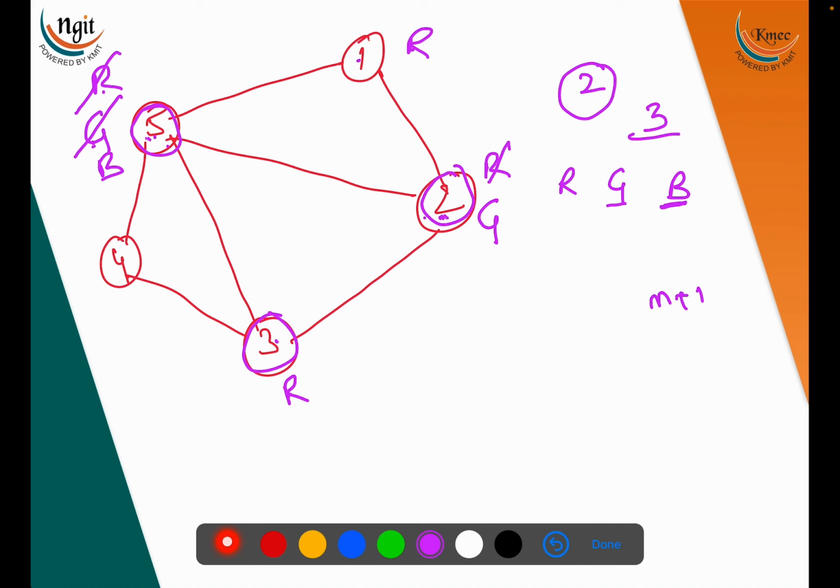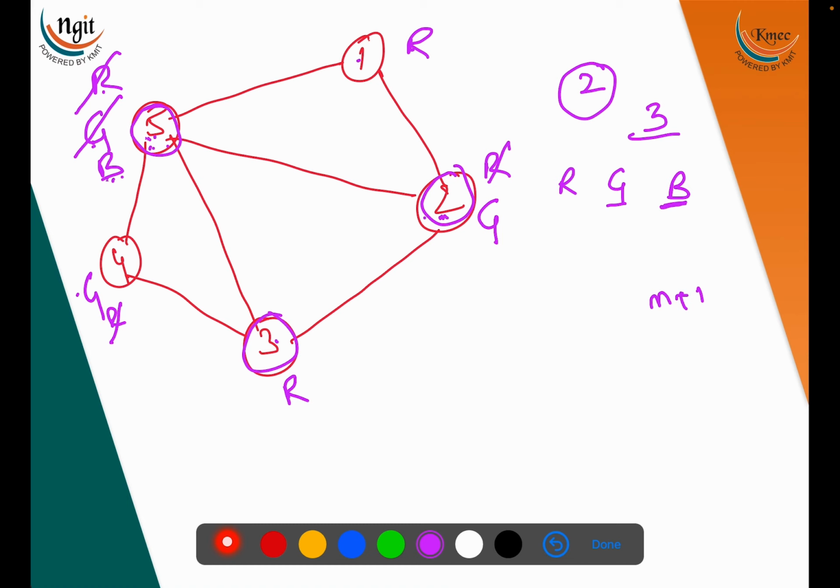Now again take the 4. 4 vertex is adjacent to 3 and 5. So can I take red here? No, I should not take red because the third vertex is having red. Can I take blue here? No, already blue is for 5 vertex. I have a chance of taking green.